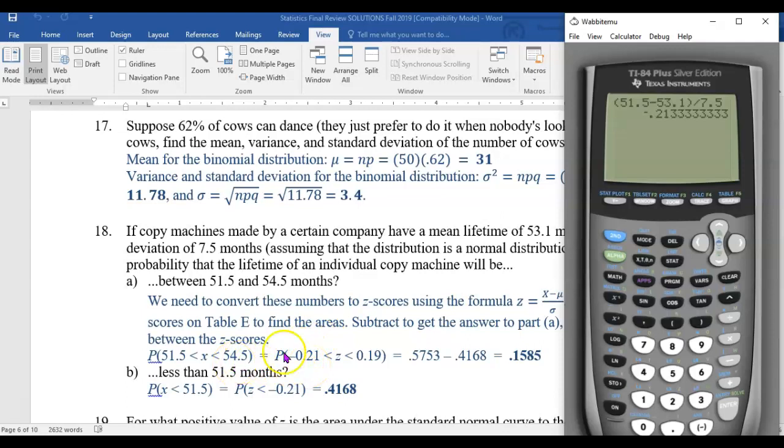When you do the same thing with 54.5, you get a z-score of positive 0.186 and so on. And if I round that to 2 places after the decimal point, it's 0.19, a 9 because of the 6 after it. So now this is the probability of z being between negative 0.21 and positive 0.19. So I have to look both of those z-scores up on table E.